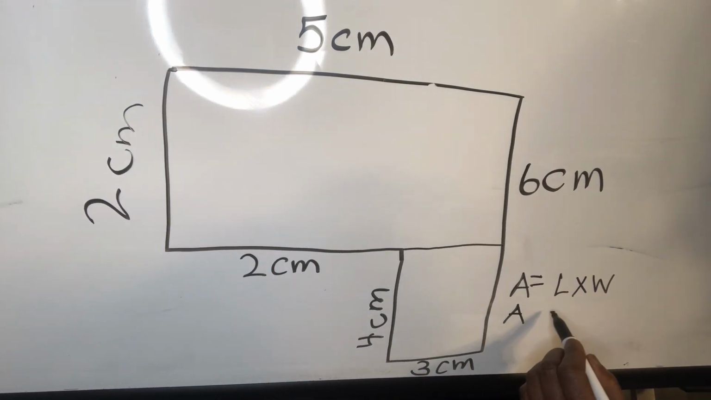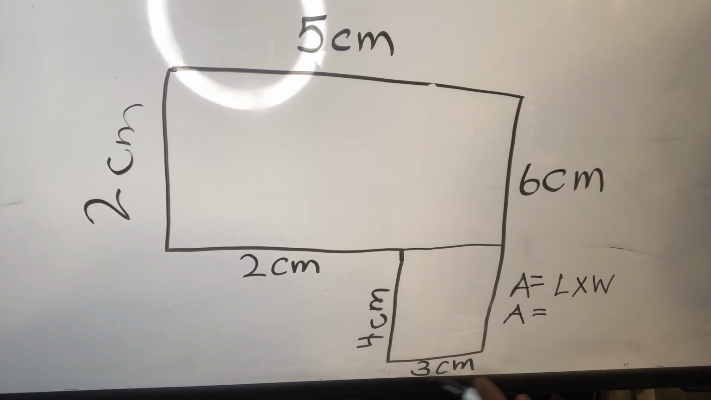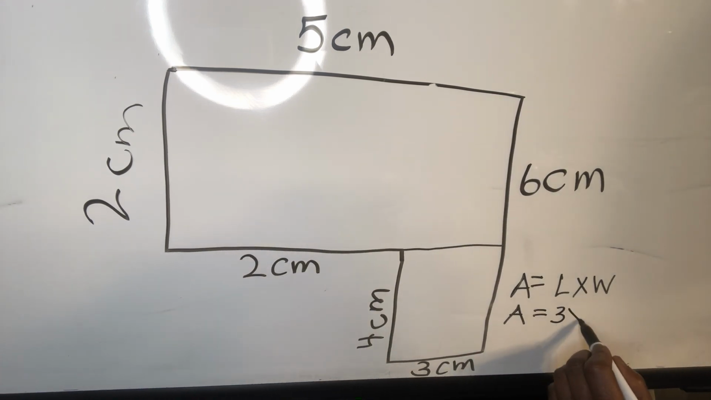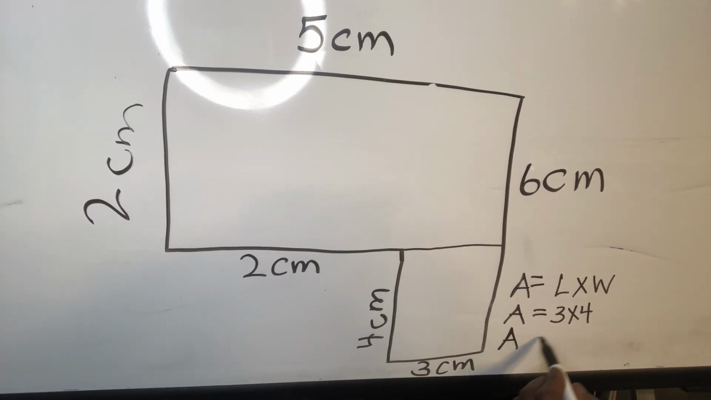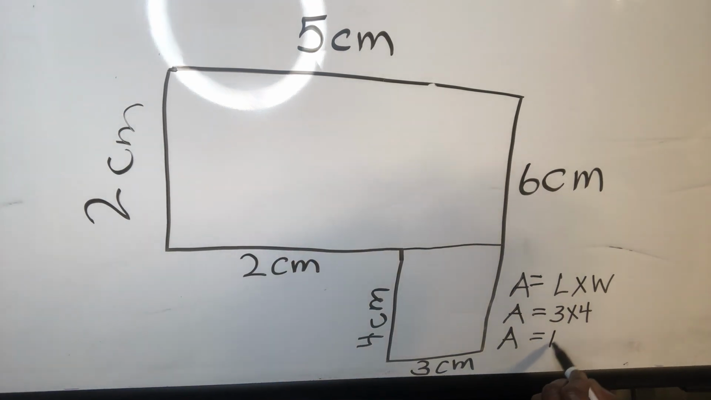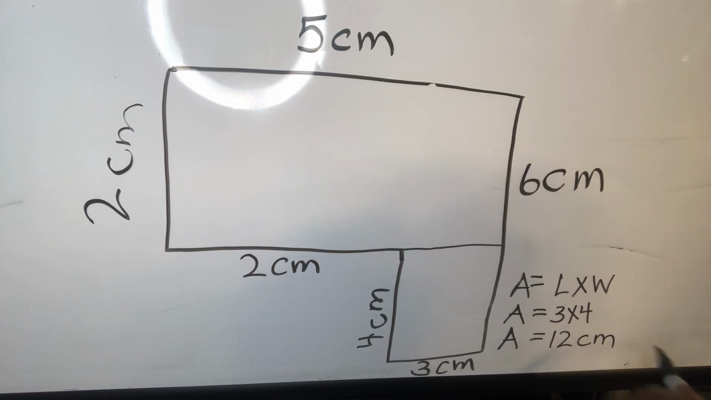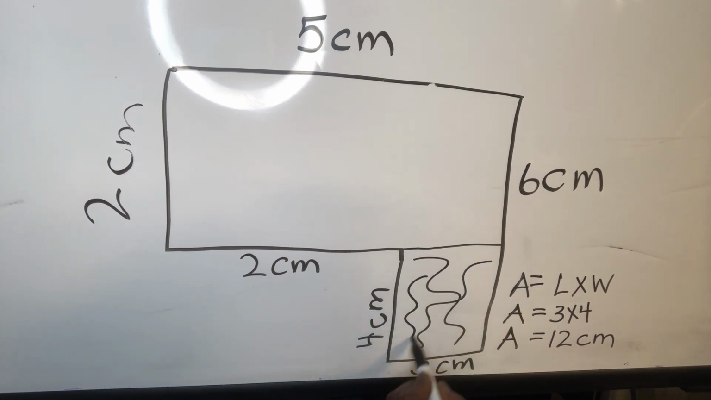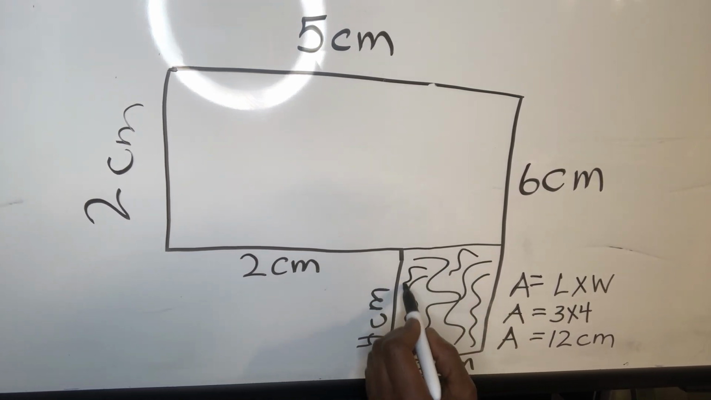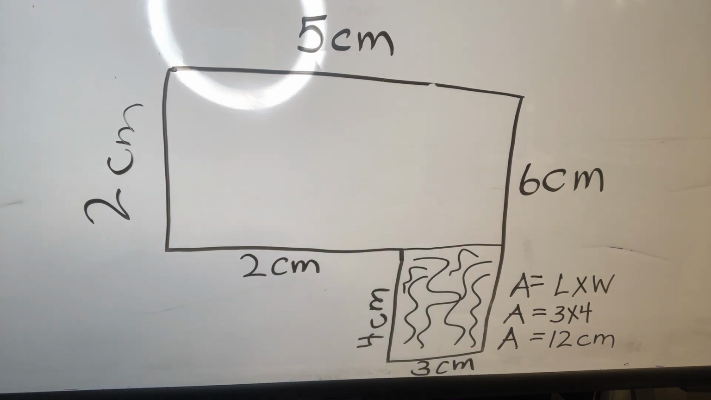So A equals our length, which would be this one, which would be 3, times our width, which would be 4. If anybody would like to give me an answer, Jamil, what's the answer to 3 times 4? 12. Great job. So our area would be 12 centimeters. That would be for this shape right here. I'm just going to squiggle it in so you can see this portion of her yard. It would be 12 centimeters, and our equation would be just that.